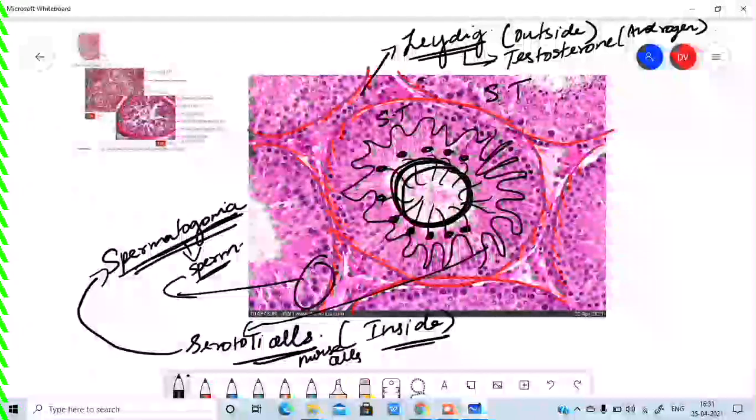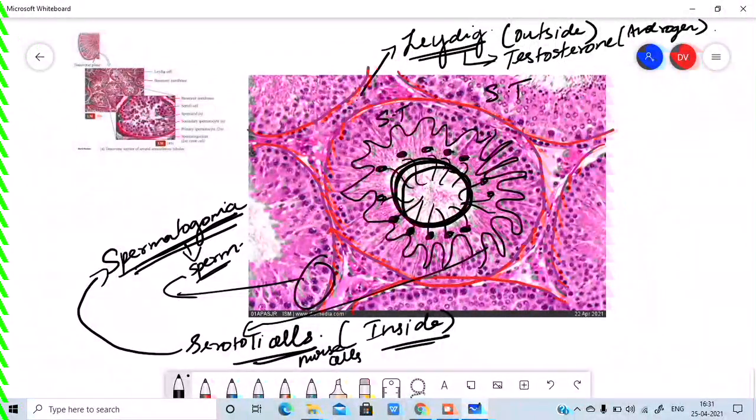Understanding, guys? Once the sperm is formed, the head will be attached to the Sertoli cells and the tail will be falling inside the lumen. That is why you can see some tail-like structures in the lumen there.